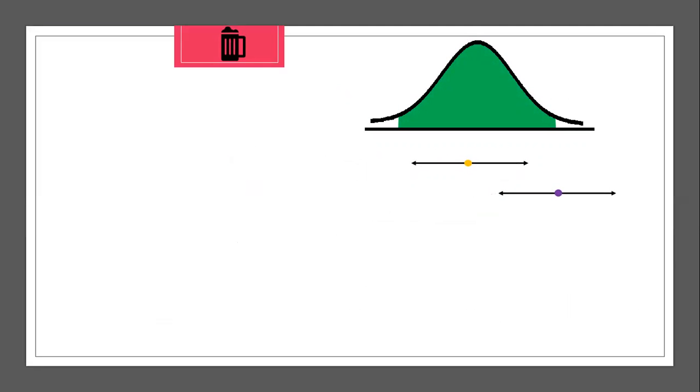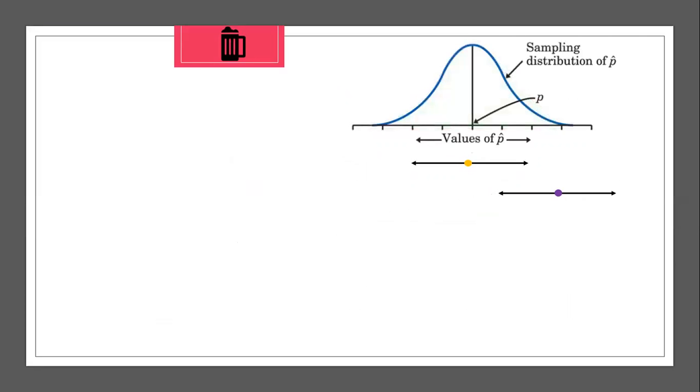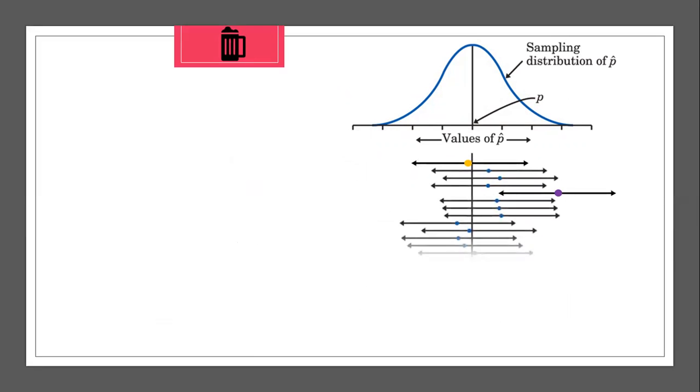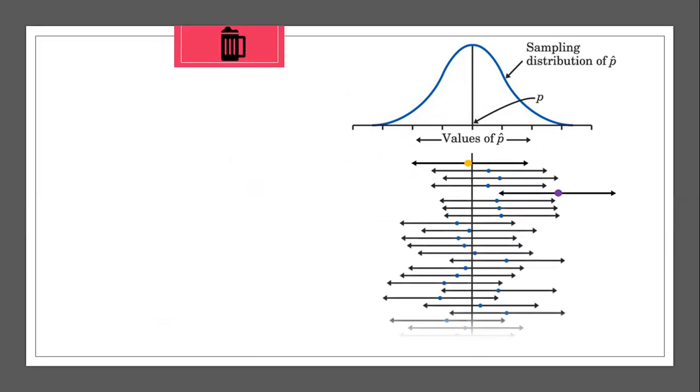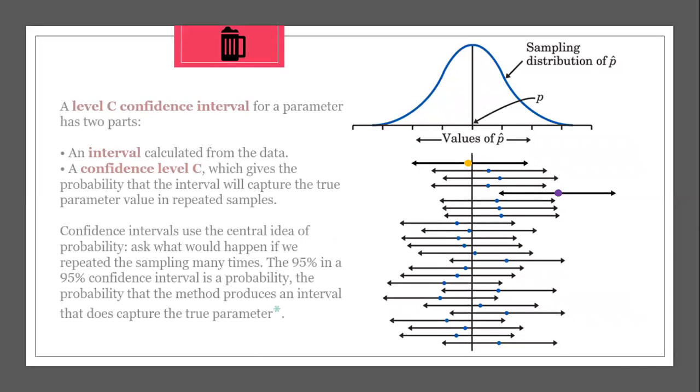Well, this is what they look like in comparison. And now the question is, do they capture the actual P? That is the 12% that we generated. For this scenario we know, but in the real world we're not going to know. And the idea here is that I take a bunch of samples. If I'm constructing 95% confidence intervals, I'm saying that 95% of them should contain P.